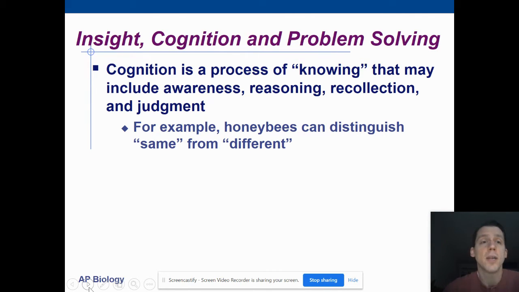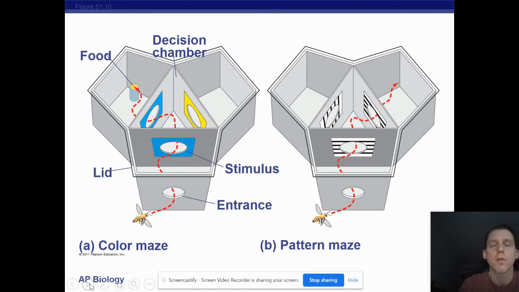Insight, cognition, and problem solving. So cognition is the process of knowing that may include awareness, reasoning, recollection, and judgment. For example, honeybees can distinguish same from different. So if we give our honeybees a choice chamber, we can actually teach the honeybees to follow the same pattern through the maze to find the food.